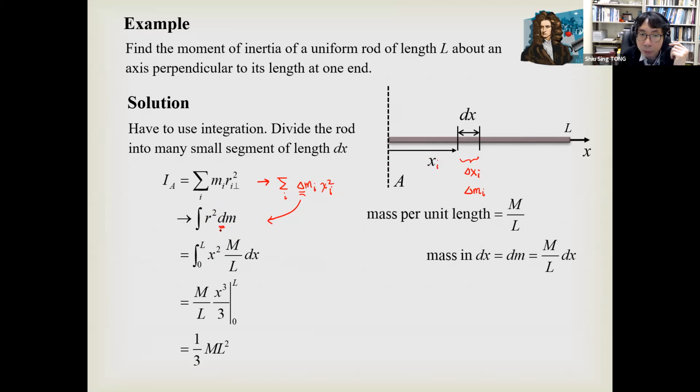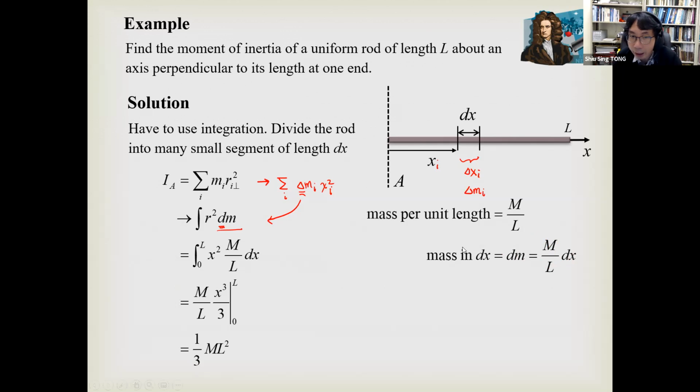How about dm? How do I find dm? Well, I can find it quite easily, because as I say, the density of the rod, the mass per unit length, is M over L. So the mass in the length dx, which I call dm, is just the density multiplied by the length of the segment, right? I multiply the mass per unit length by the tiny length of that segment, and I get the tiny mass of that segment. So that is the simple ratio.